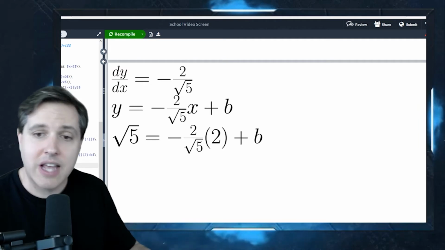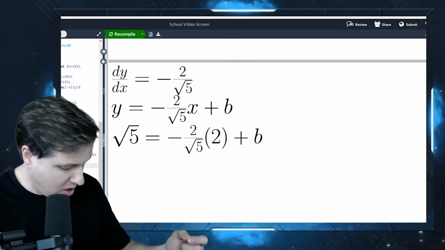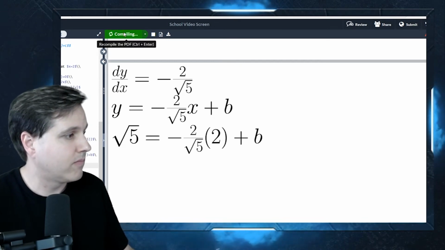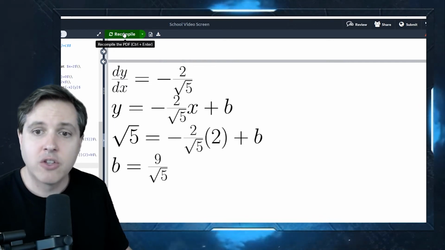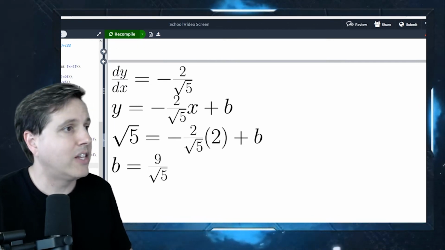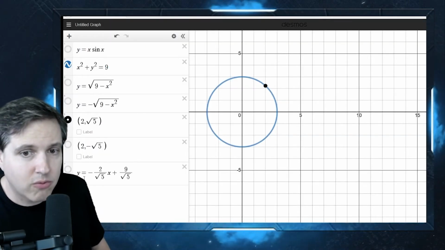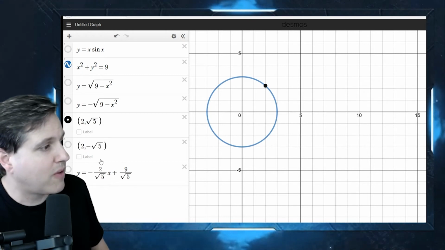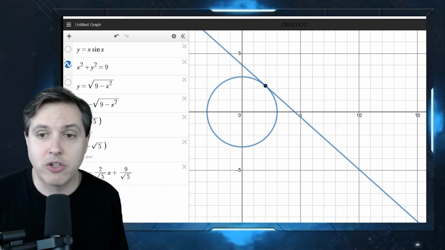So if we finish this out, we go through the algebra here, we see that we're going to get a b value of 9 over square root of 5. So we can go ahead and go back and plug that into our graph. And you can see down here we've got the equation, right? y equals negative 2 over square root of 5x plus 9 over square root of 5. And sure enough, that looks just like the tangent line we are supposed to get.